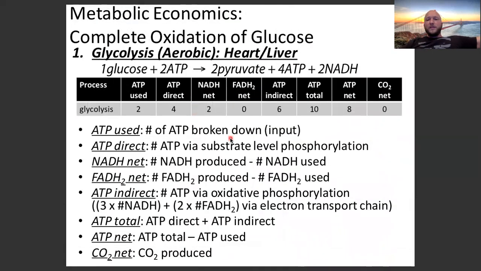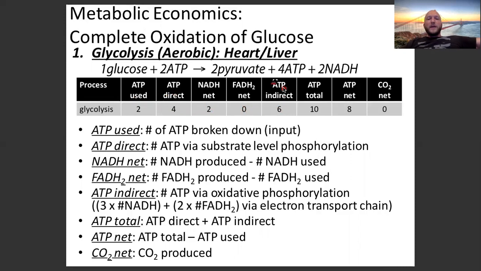All right, so let's look at the summary charts. Glycolysis, sugar splitting, aerobic. So the aerobic situation. We put in the glucose, we use 2 ATP. We get 4 ATP direct. Direct means you get the ATP right then and there. So we get 4 direct in glycolysis. We produce 2 NADHs in glycolysis. We produce 0 FADHs in glycolysis.